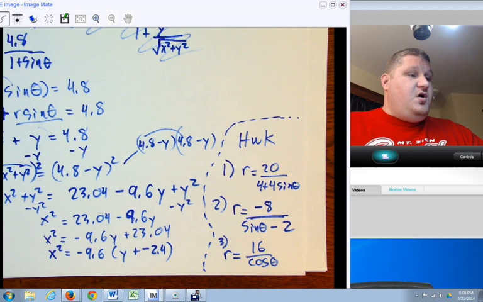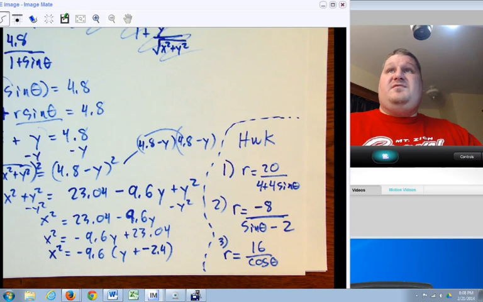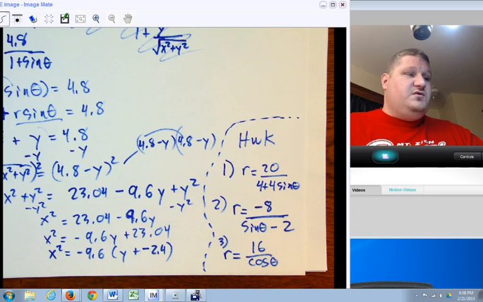Okay, here's your homework piece. You have 3 problems here, numbers 1, 2, and 3. Make sure you change those from polar form to rectangular. So get after those and bring them to class.